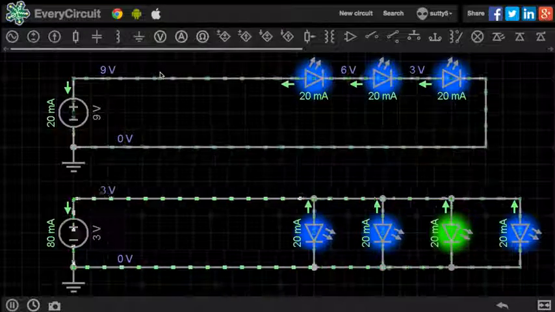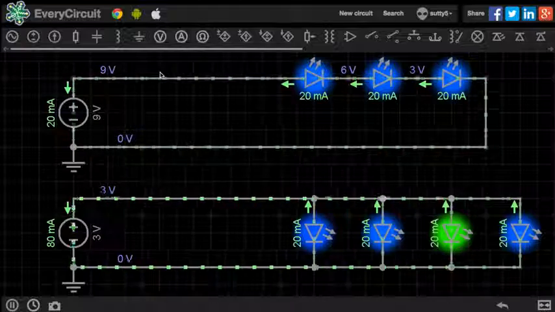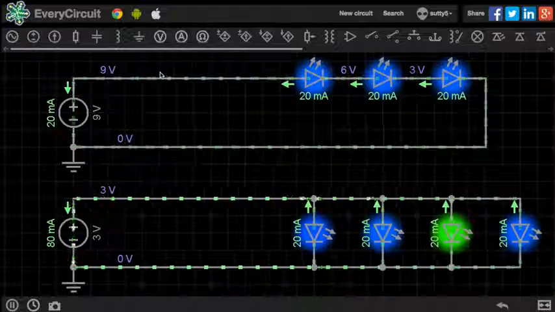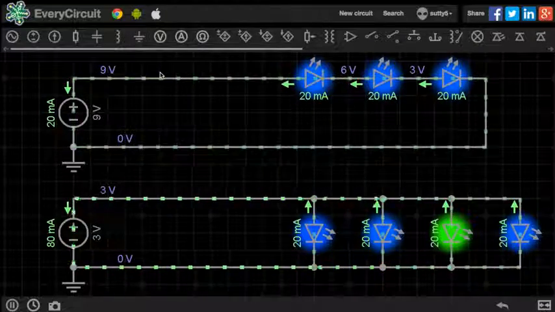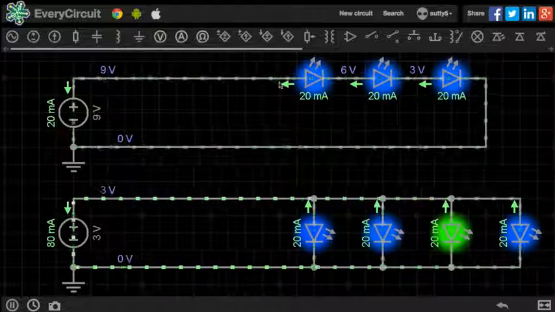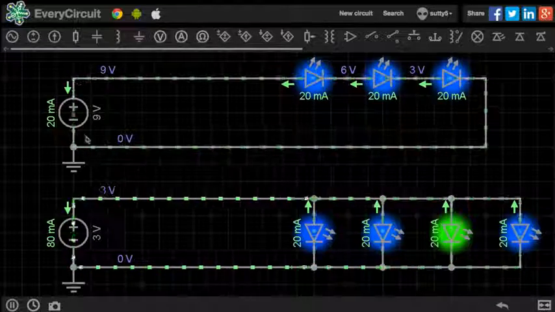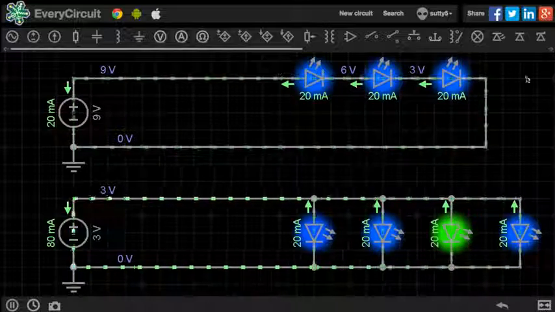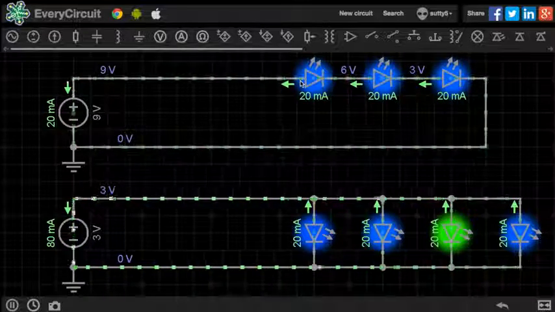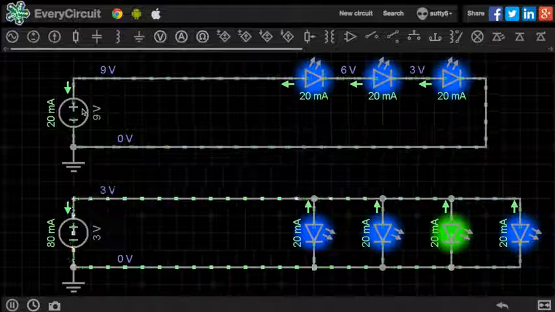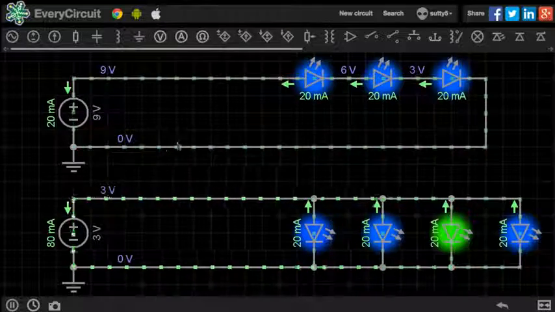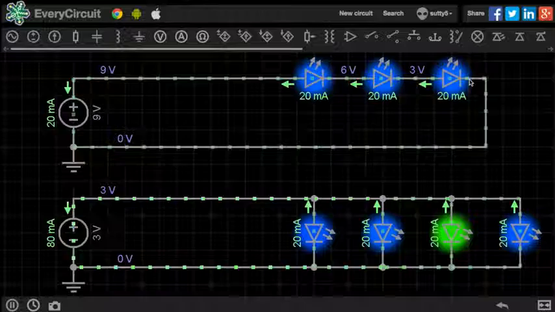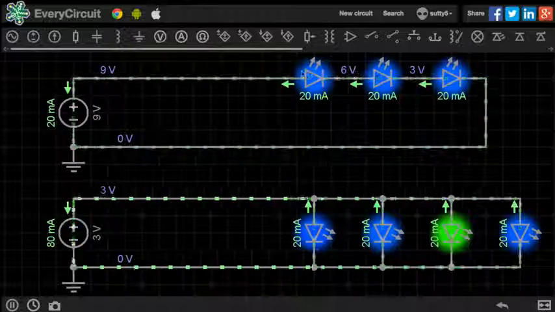And you can already see there are visual differences between the two, but we'll first start off with the series circuit. A series circuit simply means there is just one path for the electrons to flow and one path that all of the components in the circuit are connected to. So all of the electrons are actually coming from this power supply, flowing through one path with all of these LEDs connected on the same path.